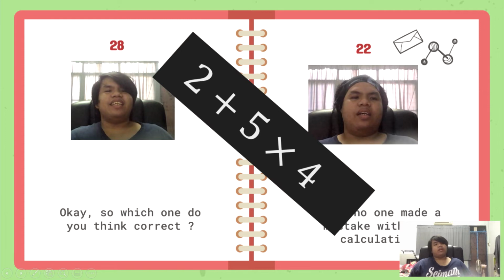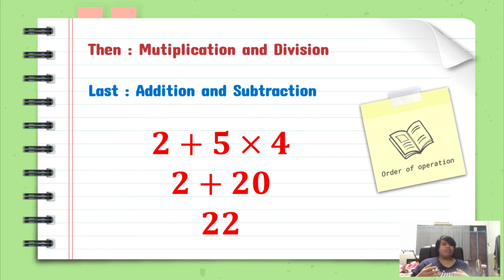First of all, remember 2 add 5 times 4. Does it look familiar? Yes, it is the question we gave earlier. And now that we have our rule, we see that we have to do the multiplication before addition. 5 times 4 equals 20, and then we add 2, which gives us 22. So the second guy was right.